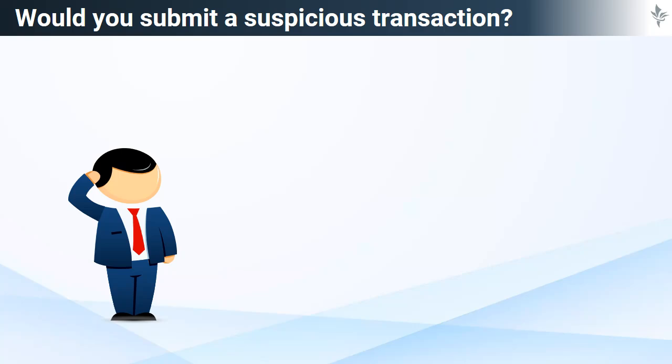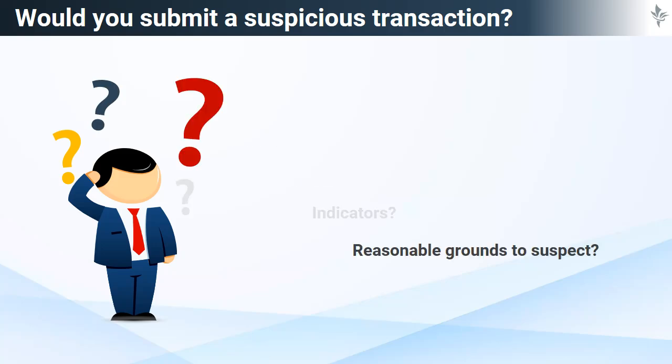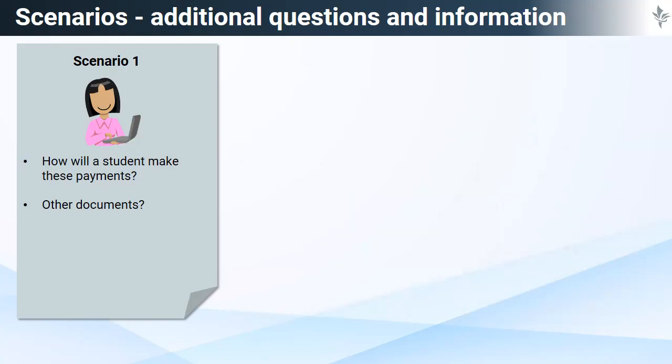Would you submit a suspicious transaction report for any of these scenarios? What are the facts? What is the context? Are there any indicators? Are you able to determine that there are reasonable grounds to suspect that a transaction or attempted transaction is related to the commission of a money laundering or terrorist activity financing offense? Are there reasonable grounds to suspect that transactions are being attempted or completed in order to evade sanctions? You may need to ask more questions or request additional information.